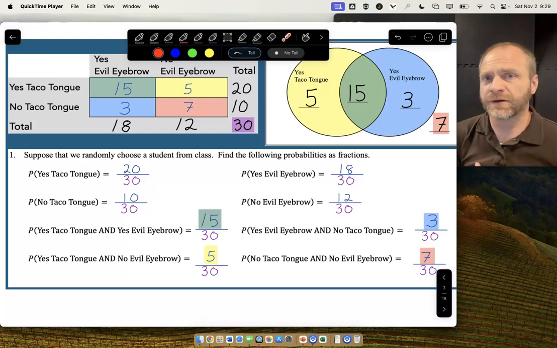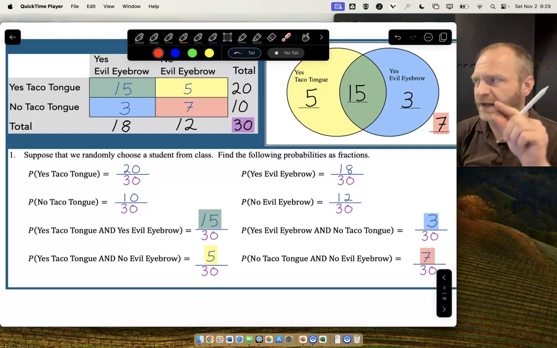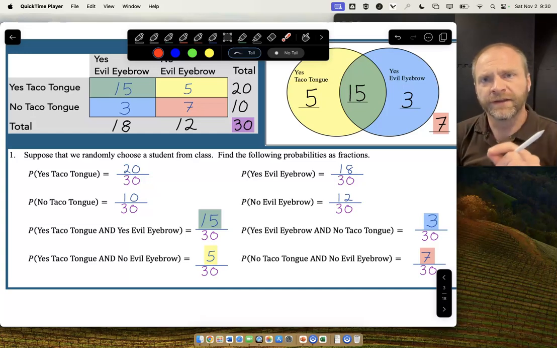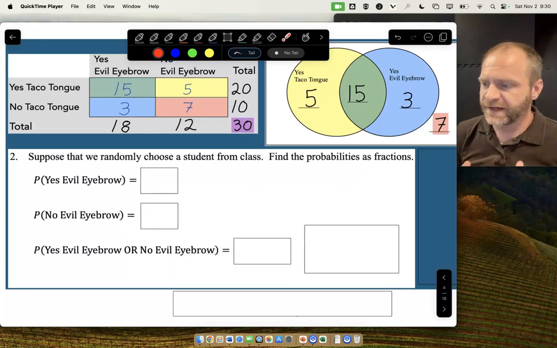And you've heard me use words like complement because we're going to start labeling the two-way table and the Venn diagram there with the probability notations to help us out. So let's move on to the next part of this two-way table and Venn diagram of taco tongue and evil eyebrow. We have the same data here, and we can see what's going on.